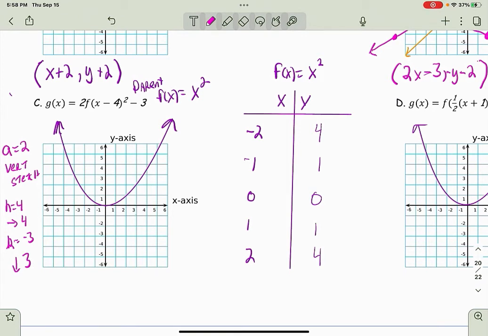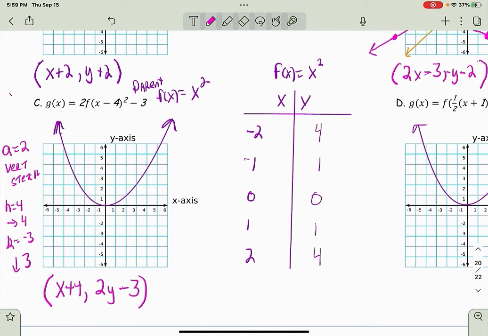So let's go ahead and do our x and y transformation formulas. So our x is going to be x plus 4, and our y transformation is going to be 2y, which is our stretch, minus 3.